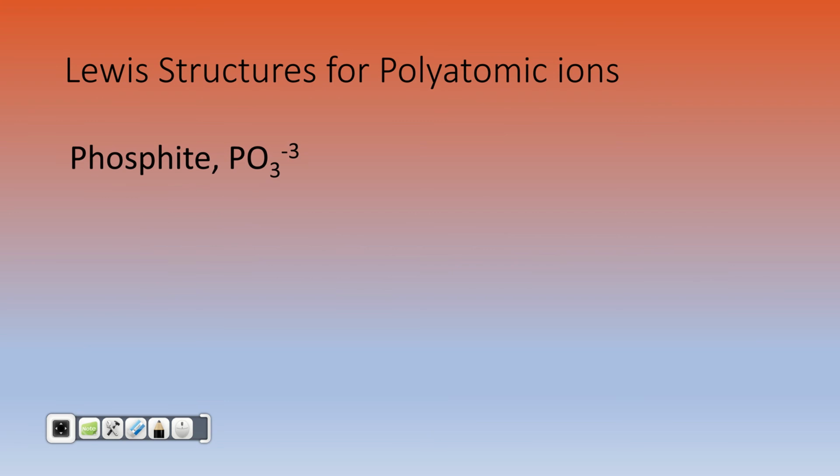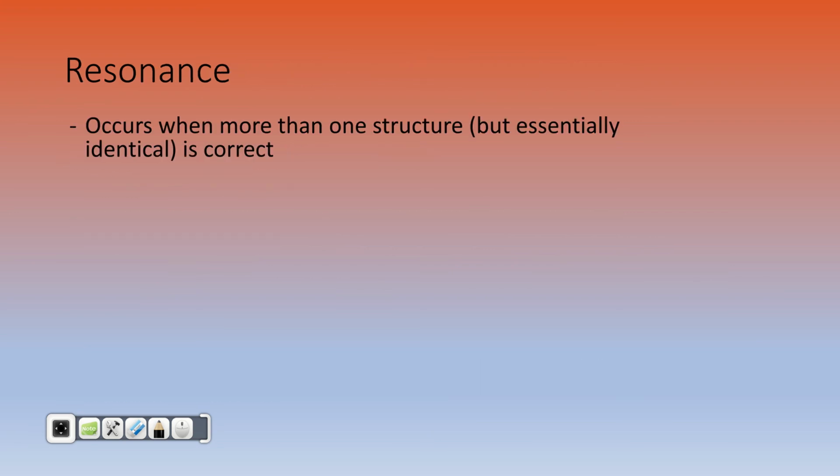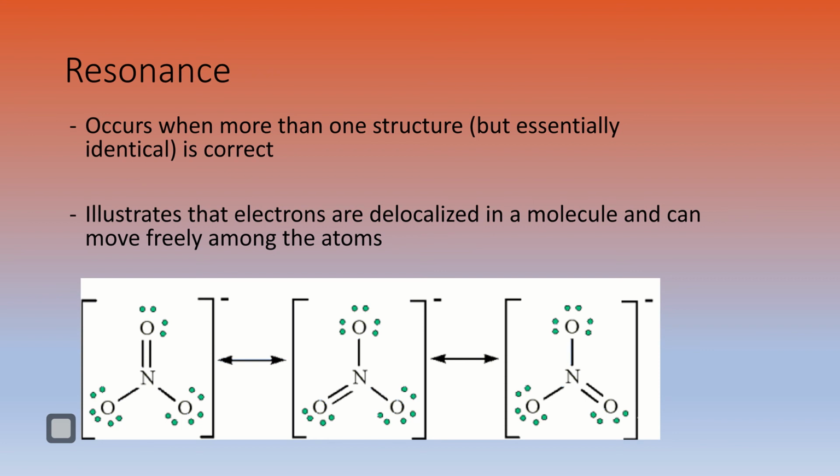I do apologize for that mistake real fast, so I'm going to jump straight to this. What is resonance? It occurs when there's more than one structure, essentially identical, and they're both correct. It illustrates that those electrons are delocalized in a molecule and can move freely among all of the atoms. You can see the one I have down here. I just got ahead of myself by having CNO on the presentation, but the idea is that all 3 of these structures are essentially the same. It's just, quote unquote, which oxygen atom has the extra bond.